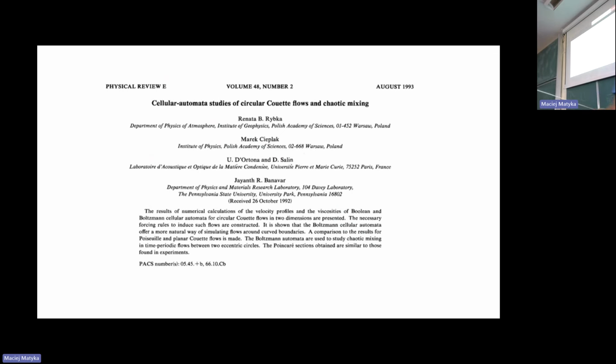as a flow solver, and one of the particular examples is the work of quite famous people from Polish physics, Marek Cieplak and Renata Rybka from the Polish Academy of Sciences. They were working on cellular automata studies of circular Couette flows. Do you remember Couette flow? That was a flow in which the top wall was moving. I was showing you the analytical solution for that. And the bottom one was no slip.